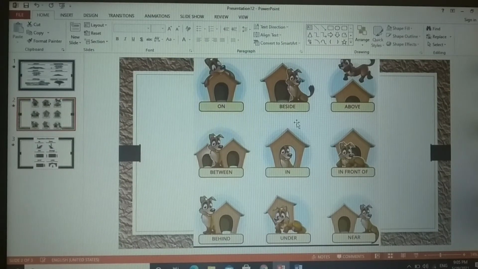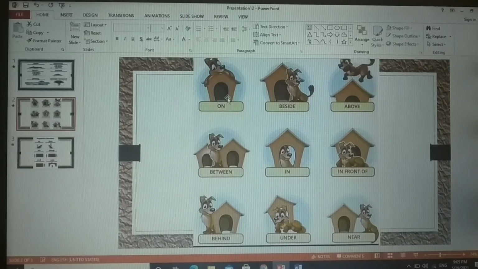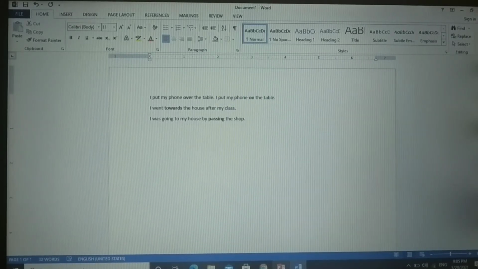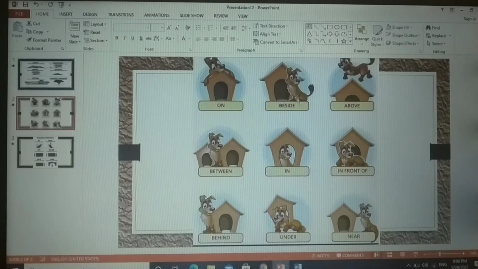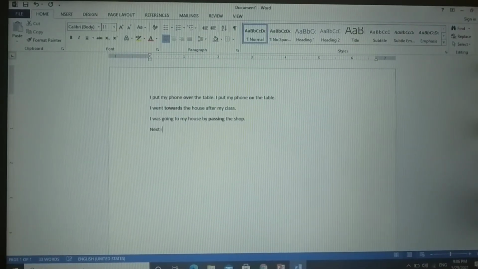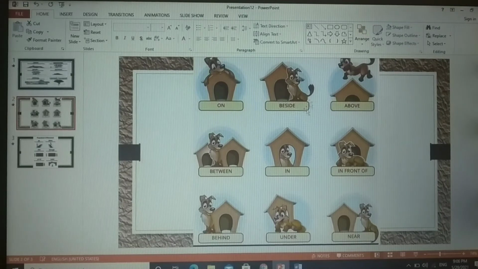As you see here: on, beside, above, between, in front of, behind, under, and near. Guys, on, as I explained, is kind of a synonym of over. The dog is standing on the house, let's say. Or, as you see, I put my phone on the table. Then, beside. Beside means next to. Here we can write next, or near, or next to, or beside. They are synonyms.